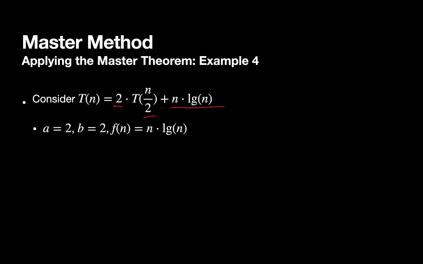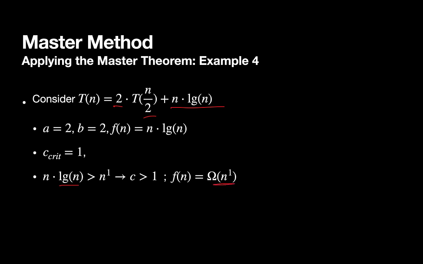Okay, so our critical factor, log of a over log b, is 1. And if we look at our f of n, this looks kind of promising. It looks like the f of n is n log n, which is greater than n to the first power, right? Because we're taking n to the first power and multiplying it by something that'll be positive as n gets large. So it looks like this might fall into case 3, that we might have a lower bound of n to the first.